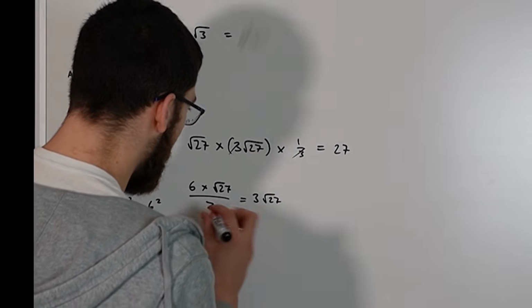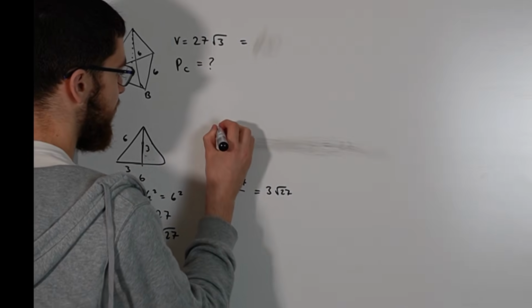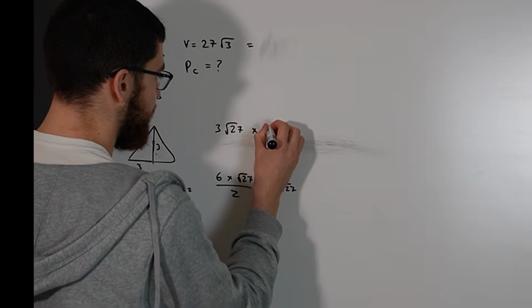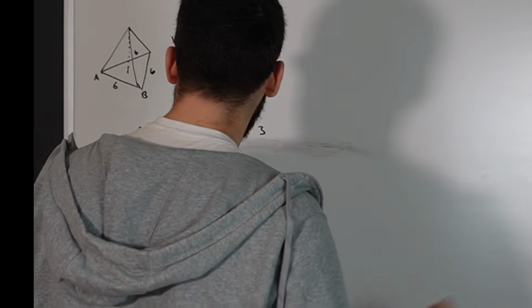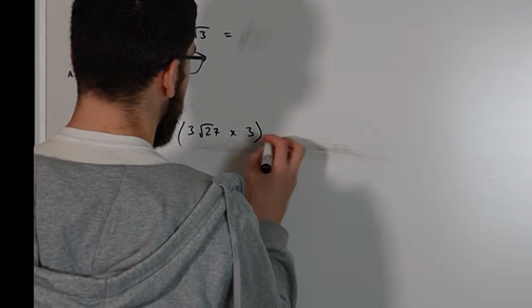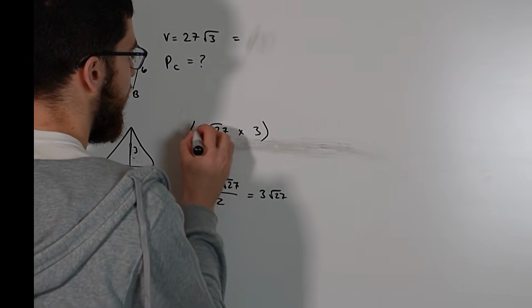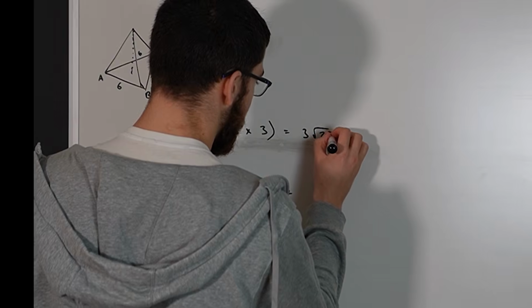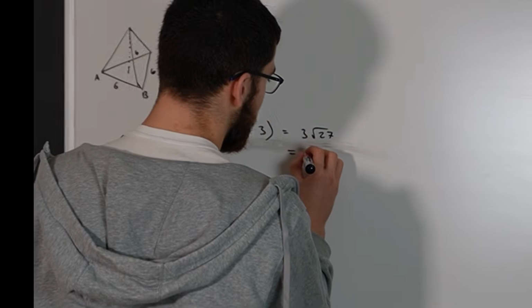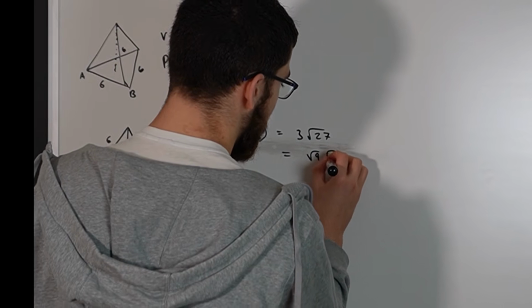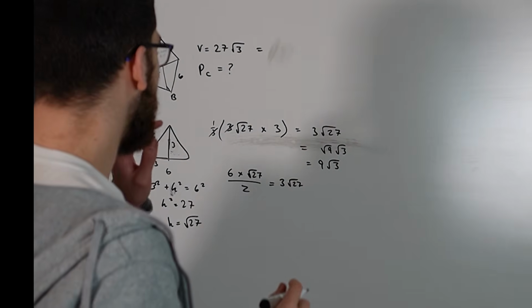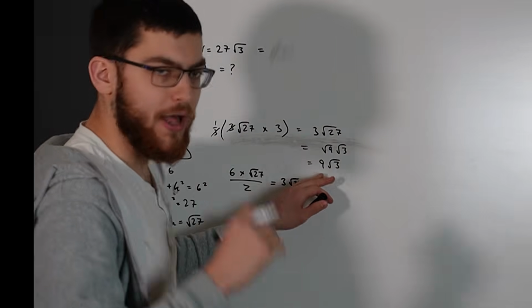So the volume has got to be base, which is this, 3 root 27, times the height, which is 3, divide by 3. No, that's completely the wrong way around. Oh, wait, no, it's fine. Times 1 over 3, which cancels one of the 3's, which gives us 3 root 27. But root 27 is equal to root 9 root 3, which is equal to 3 root 3. Okay, so we've got to times this answer by 3 somehow.